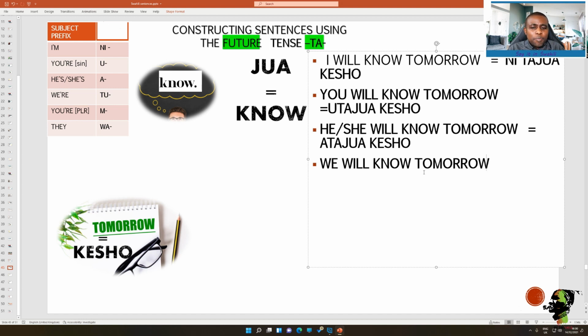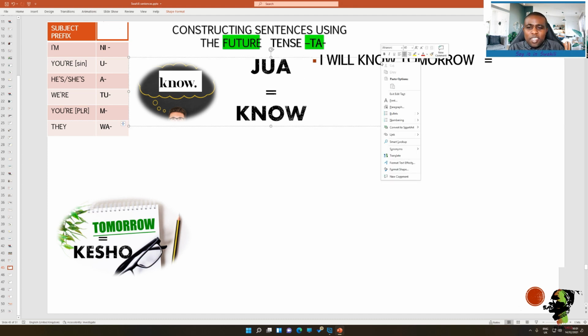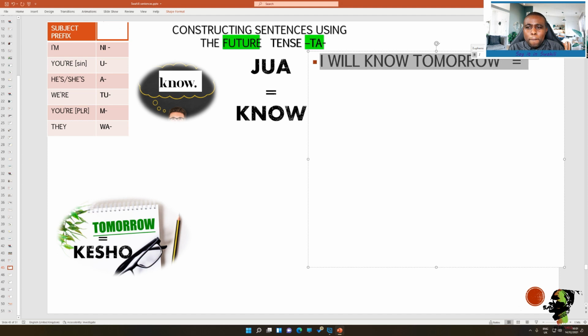Take two. So in this slide, take two. Now we're going to construct another sentence, or our first sentence, using this verb, jua. The word jua means know. And we have a new noun, kesho, tomorrow. So we're going to construct our sentence as, I will know tomorrow. How are we going to say that in Kiswahili? Such an easy sentence. Let me hear how you will construct that for me. Nitajua kesho.